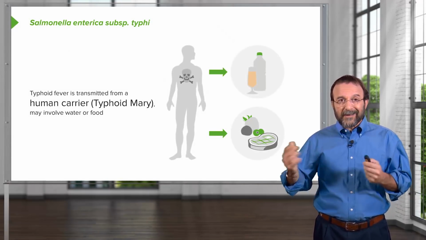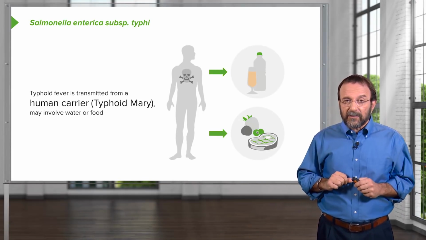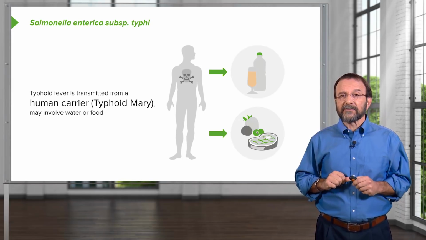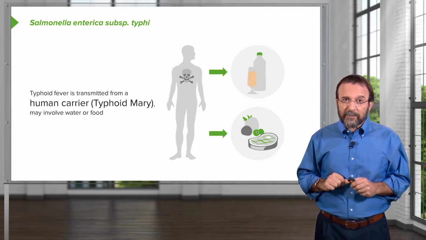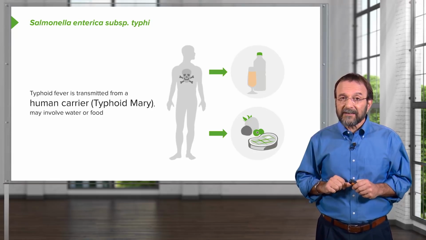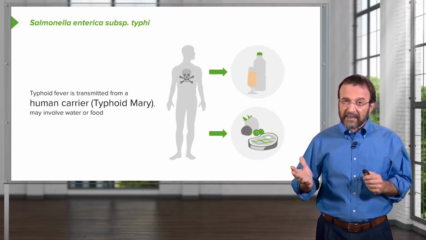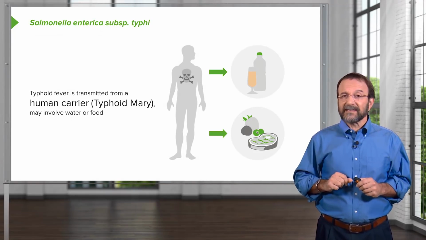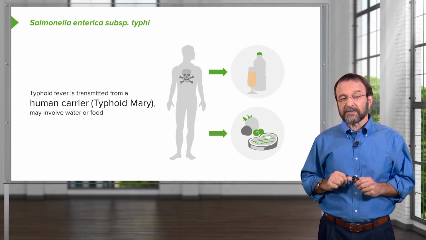Typhoid fever, another manifestation of Salmonella infection, is often transmitted from a human carrier. This can involve transmission via food or water. A very famous example of this kind of infection, typhoid fever, is Typhoid Mary. She was a carrier of the bacterium. She was not sick, and she was involved in food preparation and infected many, many people until it was discovered that she was the source of the infection.